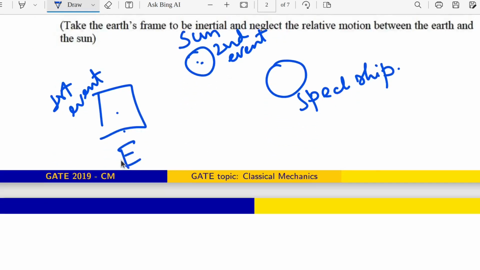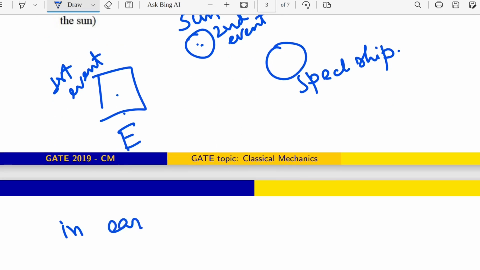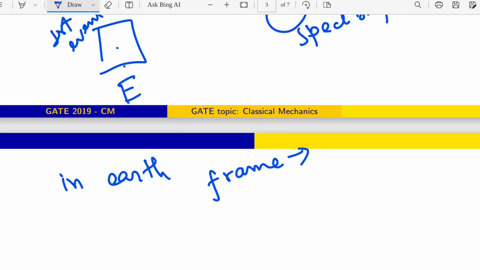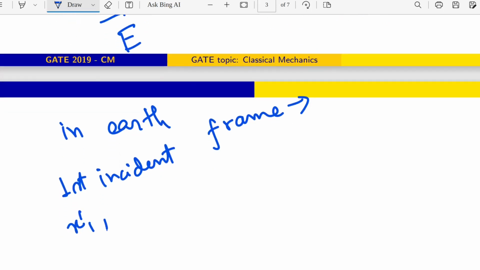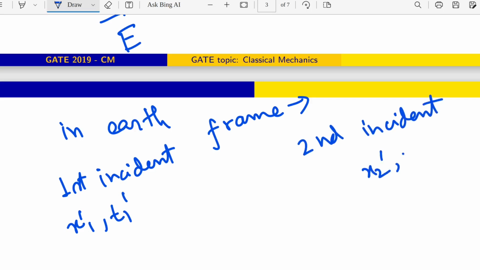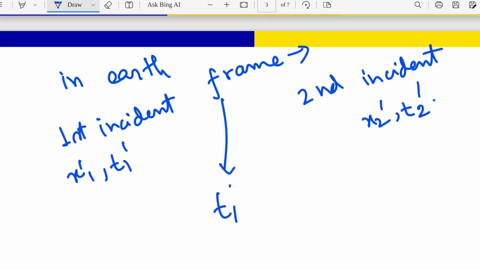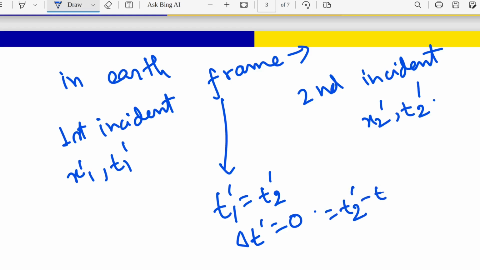So if I write here, in the earth frame, the first event can be denoted by x1 prime, t1 prime, and the second event by x2 prime, t2 prime. In the earth's frame we can confirm that t1 prime is equal to t2 prime. That means delta t prime equals 0, which is nothing but t2 prime minus t1 prime.